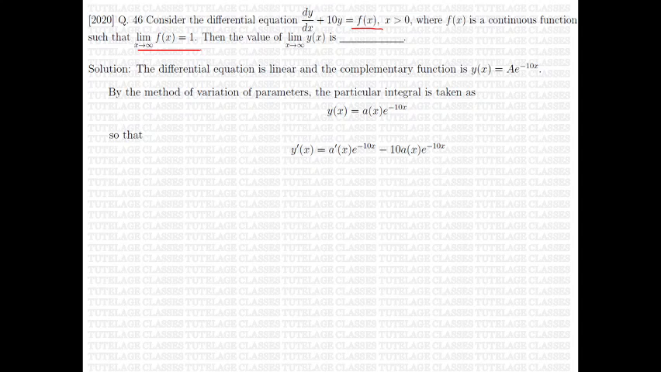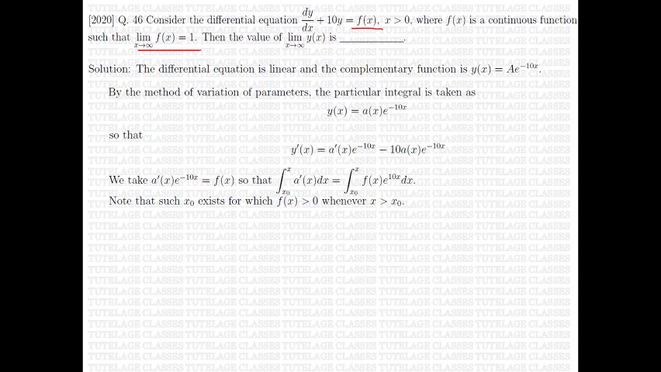We differentiate both sides, and as per the method of variation of parameters, we will take a dash x e power minus 10x to be f of x, and we integrate from x naught to x to both sides of this equation after taking this term towards the right.